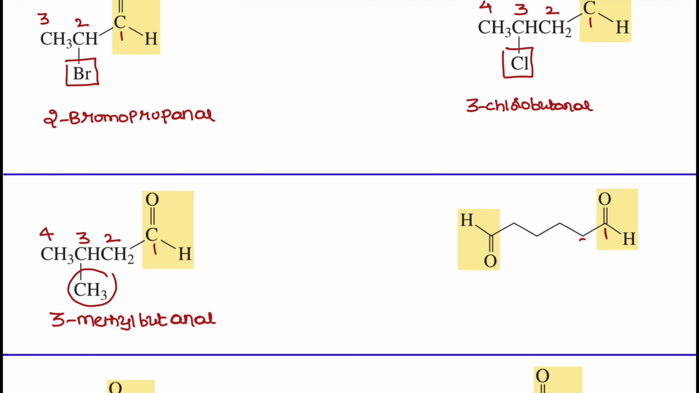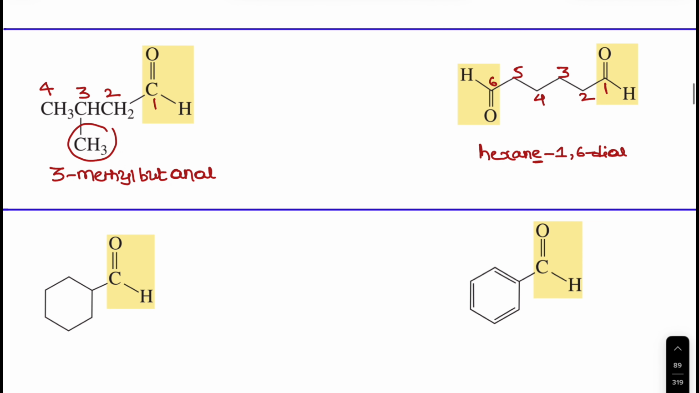So this is the first carbon, this is second carbon, third, fourth, fifth, and sixth. There is no substituent. Therefore, straight away root word hex. All carbon-carbon bonds are single bonds. Ane. Now we are indicating the positions of aldehydes: 1,6-dial. So two aldehydes are present. They are at 1 and 6 positions. So this is 1,6-dial. You have to notice here I didn't drop E in this example.